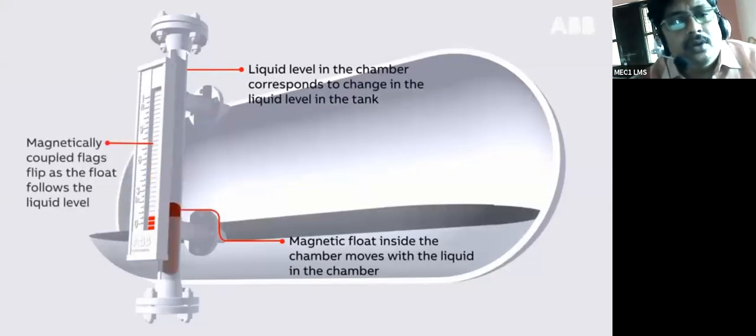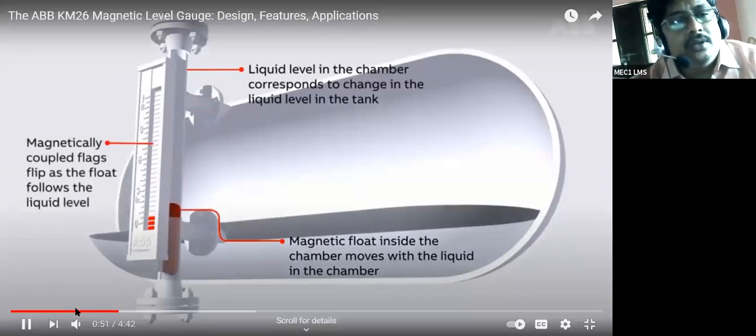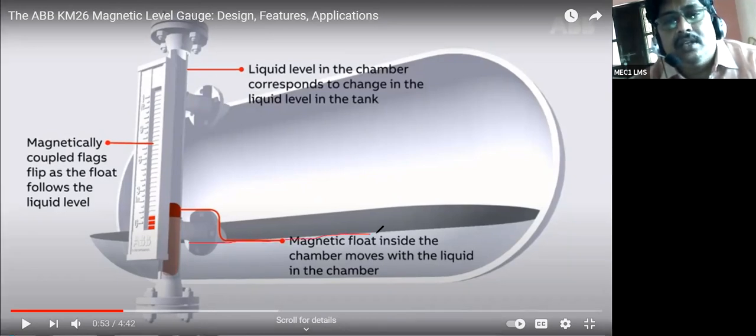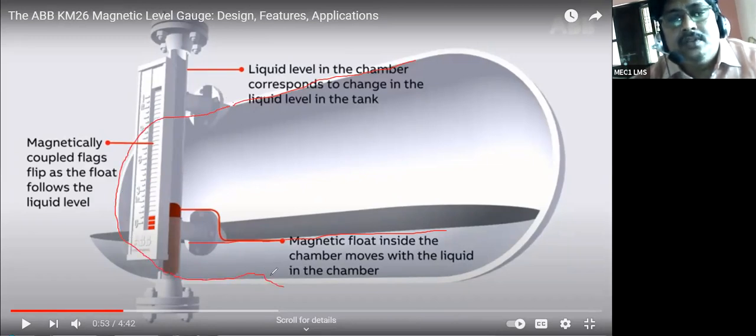See here, this red indicates the float. This float will rise up when the liquid level rises in the sealed chamber. See here, this is the liquid level. If you observe, I will use annotation. This is the liquid level, and this is the chamber. This is the shape of the chamber. If you observe clearly, this is a big chamber shape example. This is nothing but the liquid level. Observe clearly, right?